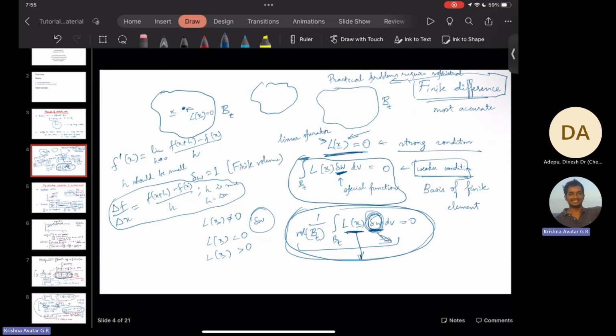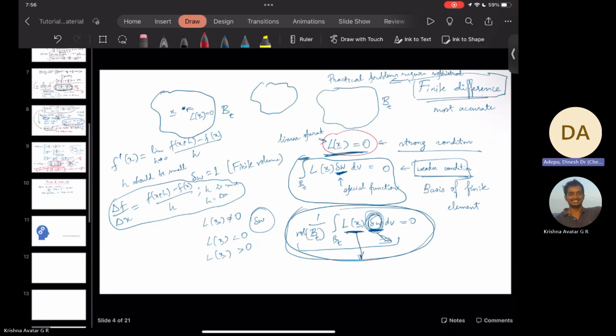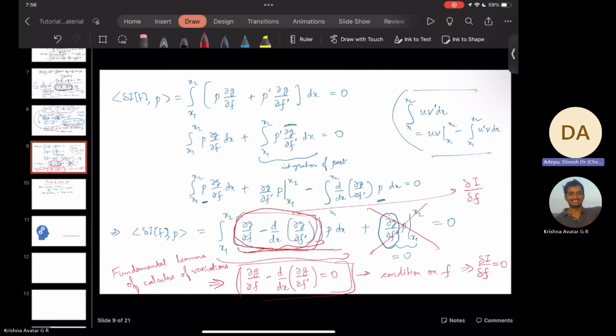I think you are right. So L of x is similar to the variational derivative. Yes, Dinesh, you are right. So we're trying to find what value of x will give me the maximum variation in L. That is what the differential equation is. That's what this differential equation is, this quantity.